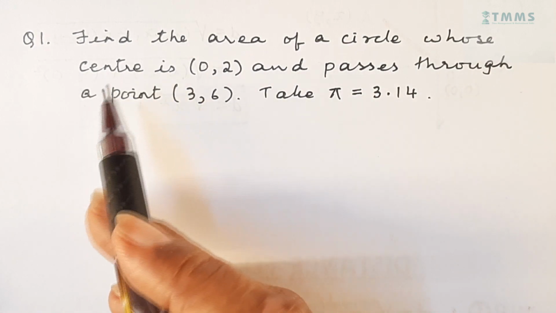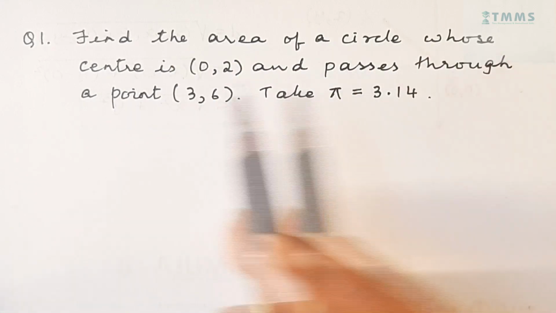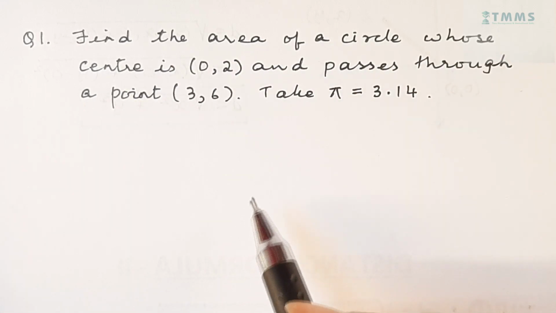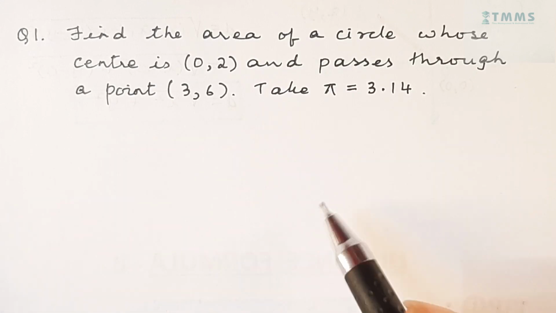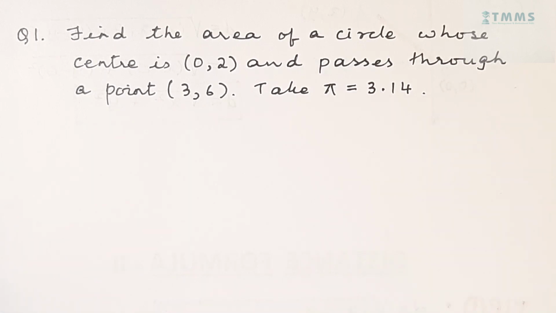Now during the examination, if you have a question like this: find the area of the circle whose center is (0, 2) and passes through a point (3, 6). Take pi equal to 3.14. Now even if you don't like this question, the first thing you should do is draw the diagram.